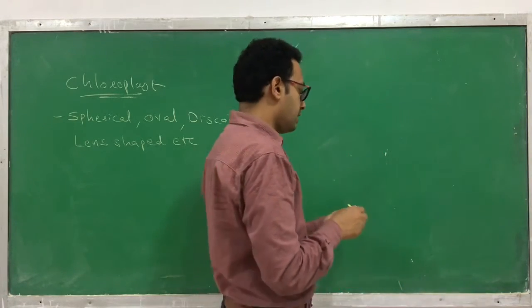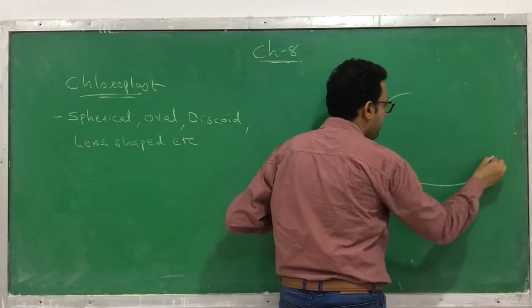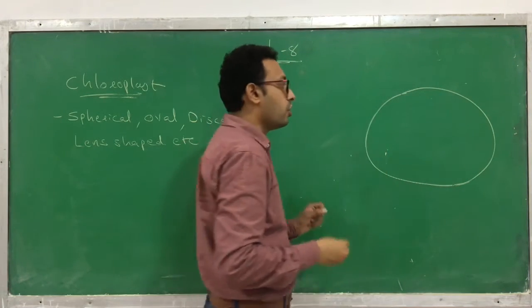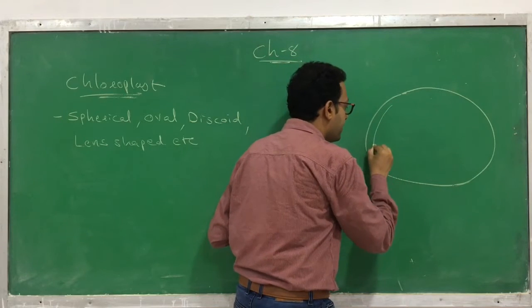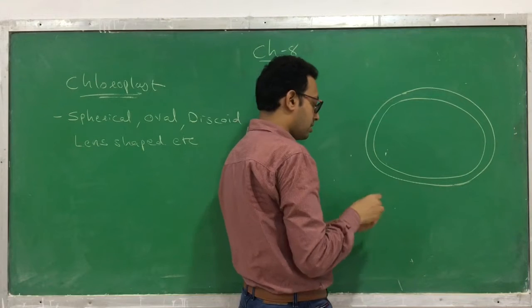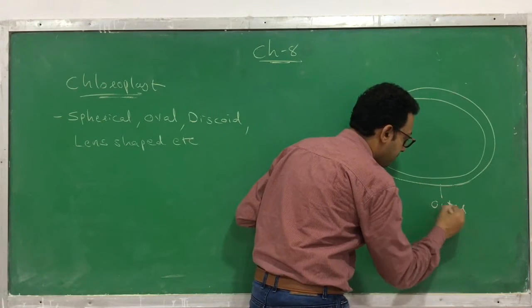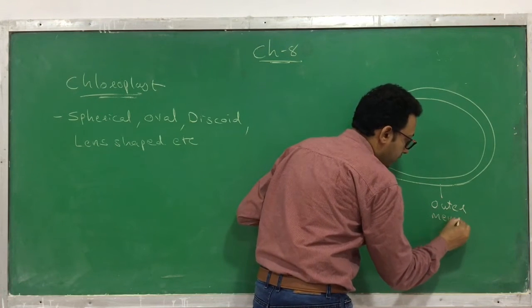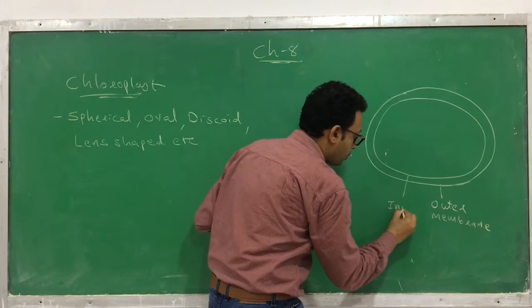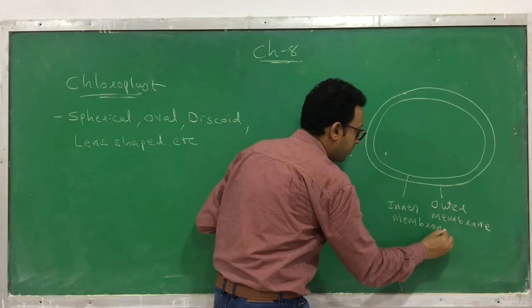This chloroplast is a membrane bound organelle. I am drawing it over here. How many membranes are there? Not a single membrane. Two membranes are present. One is called the outer membrane, like in a mitochondria, and this is called the inner membrane. So two membranes are present, the outer membrane and the inner membrane.